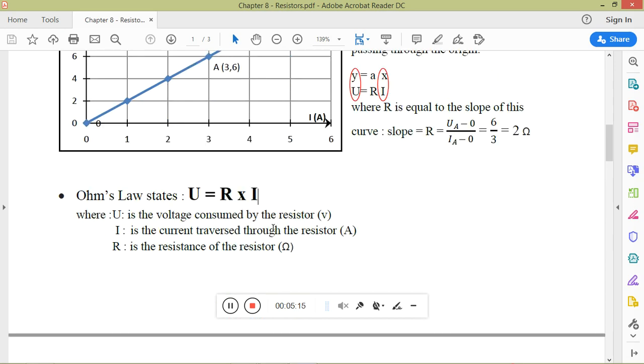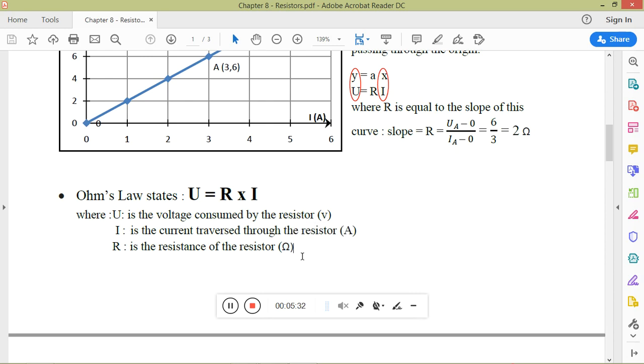We simply say it's called URI. U equals RI, where U is the voltage in volts, I is the current in amperes, and R is the resistance in ohms. This is the unit of resistance.